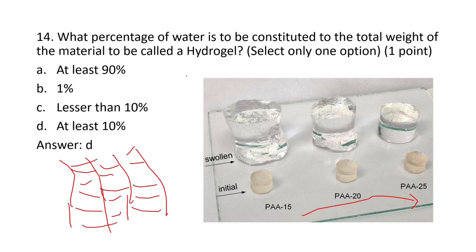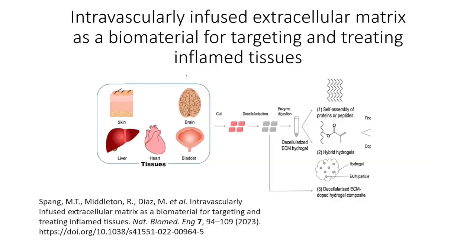Okay, so this is all with the questions for this session. I just have a paper that I want to discuss with you regarding the video content, week 2 video content. It'll just take 2 minutes. The paper is titled Intravascularly Infused Extracellular Matrix as a Biomaterial for Targeting and Treating Inflamed Tissue. This is a paper from Nature Biomedical Engineering journal, and in this particular article, what they have done is they have prepared a hydrogel with extracellular matrix.